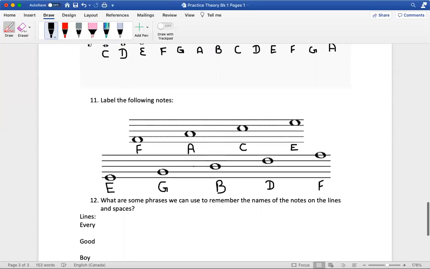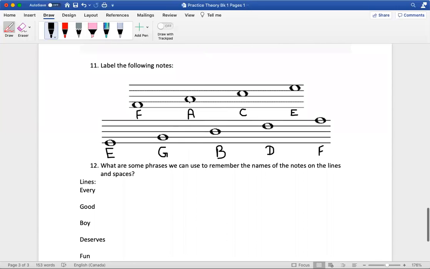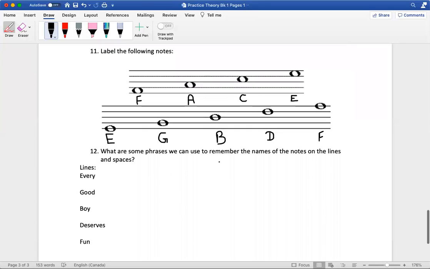Then we've labeled these notes. We remembered that our spaces use F, A, C, and E, and our lines use every good boy deserves fun. I know that we've been talking about this lots and doing it over and over, but I really want you to get solid on this so you can figure them out quickly.